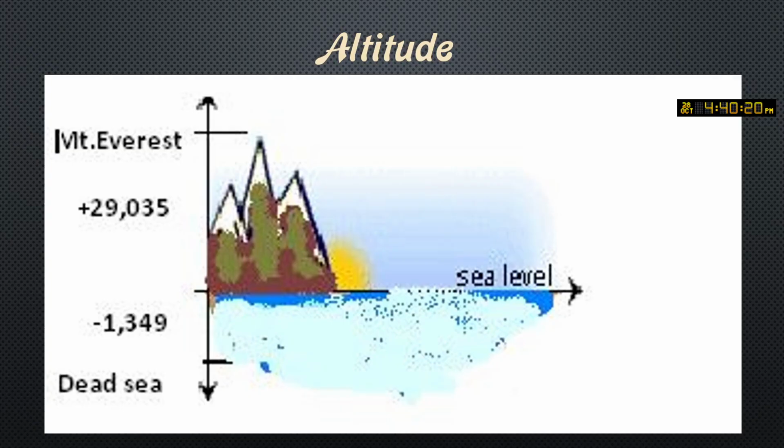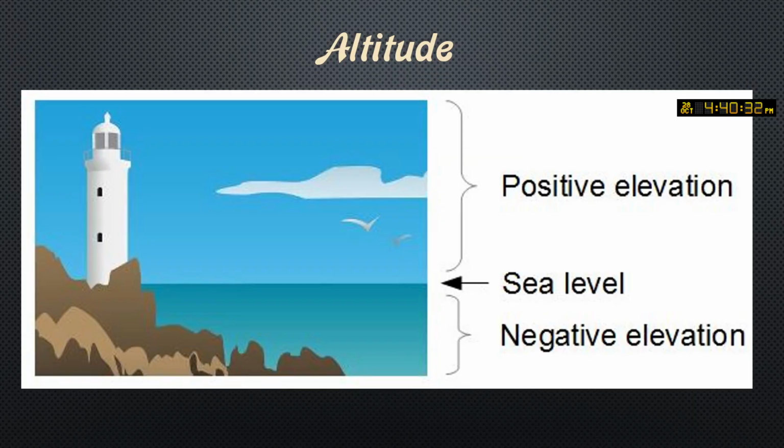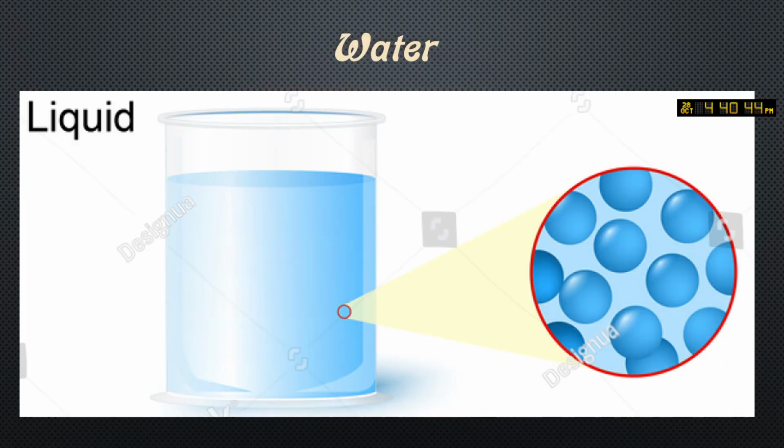The lowest point on solid ground would be if you ever were to go to the Dead Sea. It's actually 1,349 feet below sea level. So if you have a positive elevation, it's above sea level. And if you have a negative elevation, then you are below sea level.